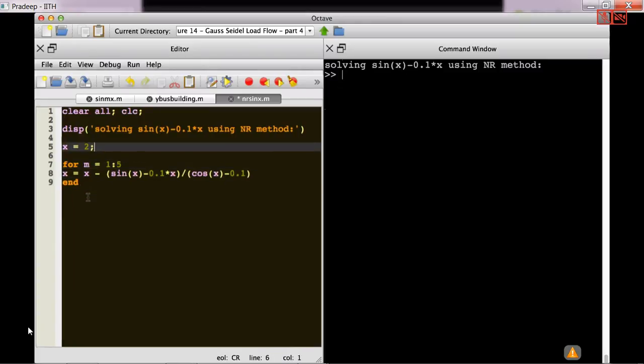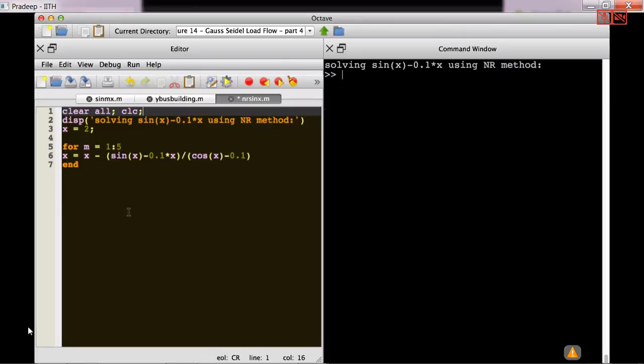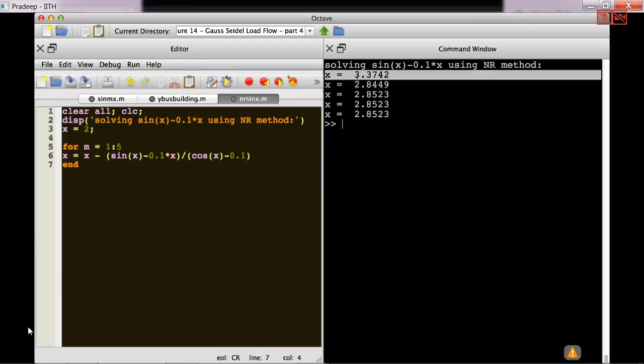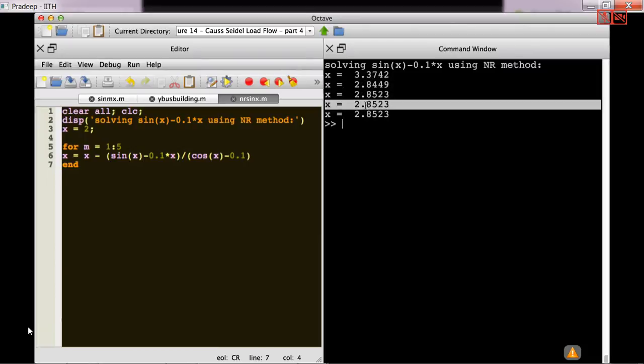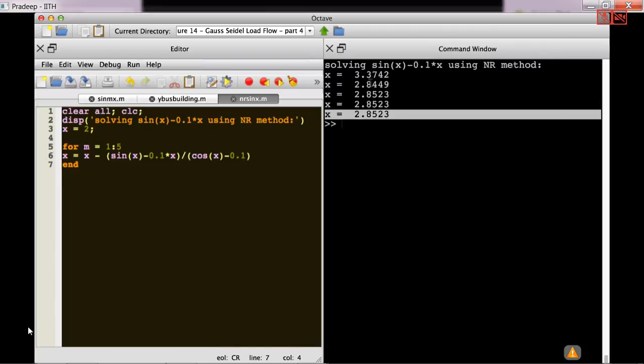So now I'll simply execute this program and then we'll see what happens. So if I execute this program, I am getting x equal to 3.3742, then x equal to 2.8449, 2.8523, 2.8523, 2.8523. So in fact, after 2 iterations, the value of x converges to 2.8523. So remember, this was one of our solutions. The point where sin x is intersecting x, I said just below 3 it is intersecting. So this is confirming. I have found one solution.